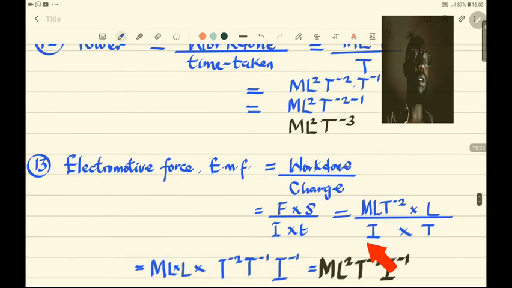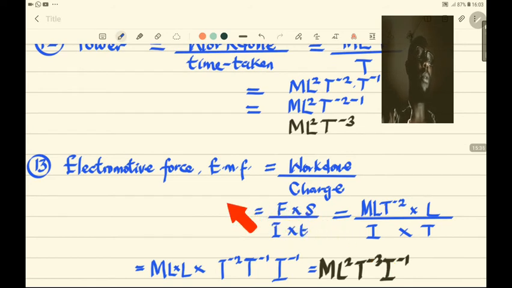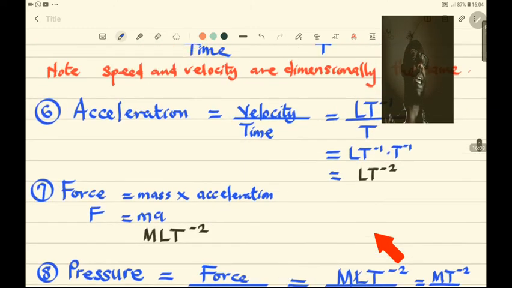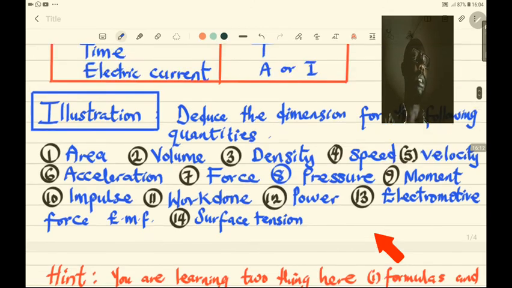Now the next is electromotive force. Very, very important for you to note. The basic formula for electromotive force is work done divided by charge. The formula for work done is force times distance, over the formula for charge, which is IT, that is current multiplied by time. So you write the dimension for force, MLT^-2 times distance L, divided by current. The dimension for current, we said, is either A or I. In this case we are using I.